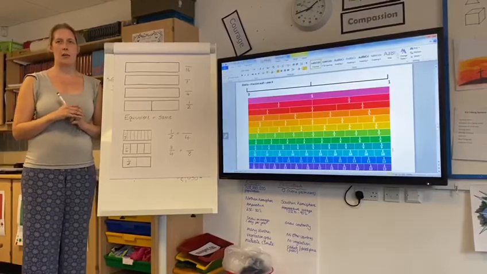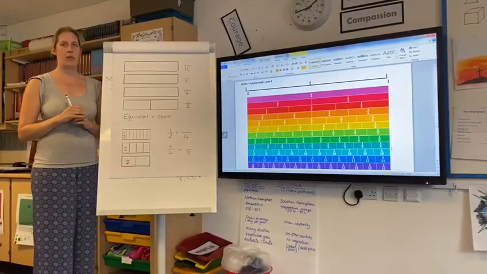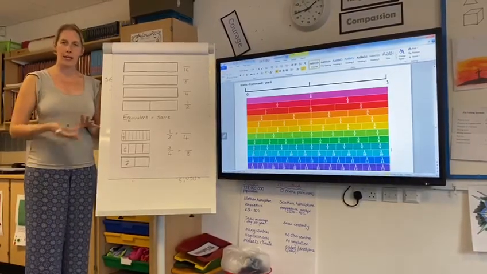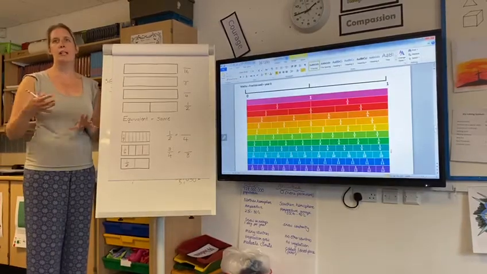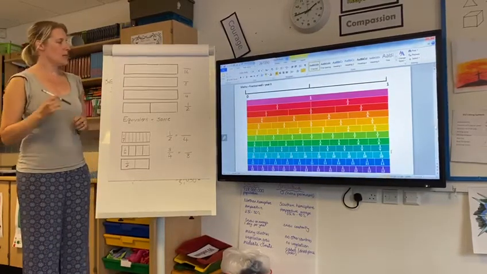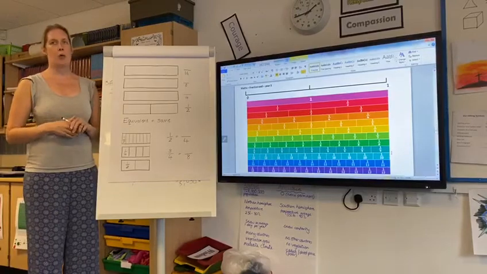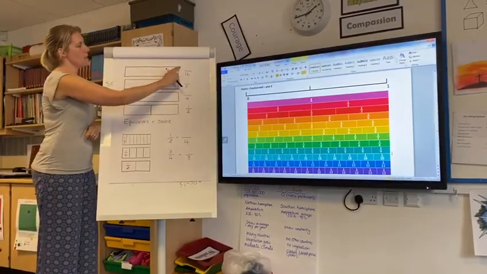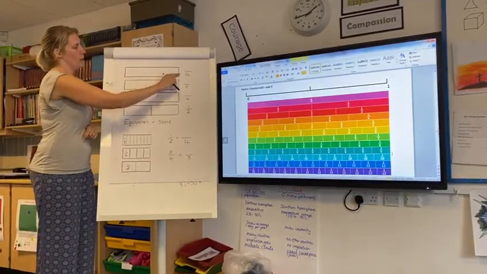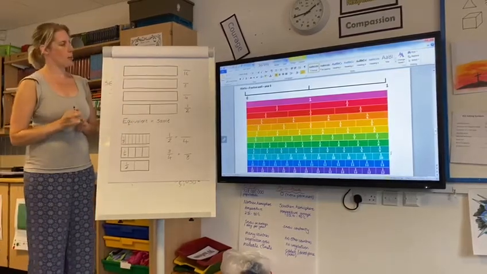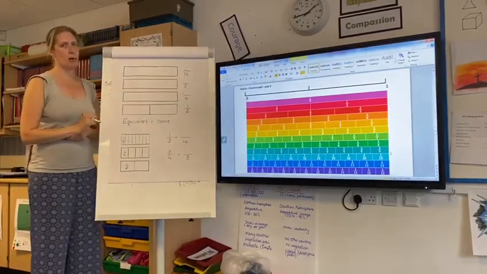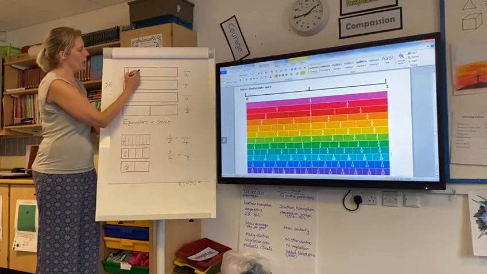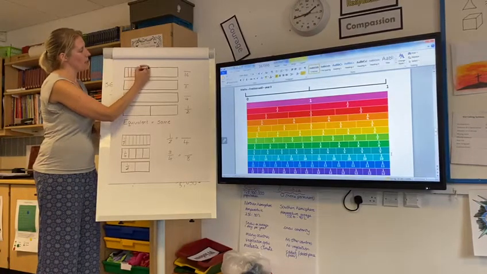So this week you are looking at equivalent fractions, but before we do that we need to make sure we can remember all we've already learnt about fractions. So fractions are a part of a whole. At the moment this is my whole. So I'm going to split it into fractions and I'm going to split it into 16 parts. Now each of my parts has to be equal.